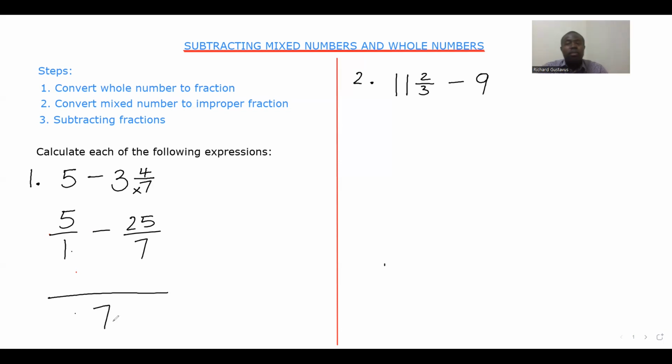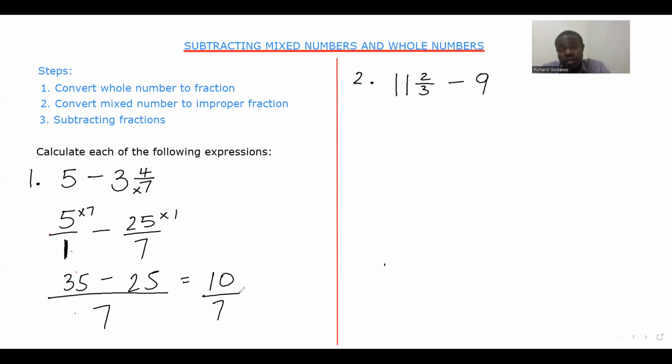After we have our common denominator, we're going to divide, right? So we're going to divide 1 into 7. That goes 7 times, right? So it's 5 times 7, which gives us 35. Then we put our operator, which is subtraction. Then we divide again, 7 into 7. That goes 1 time. So we have 25 times 1, which gives us 25. So it's 35 minus 25, and then that will give us what? That will give us 10 over 7.